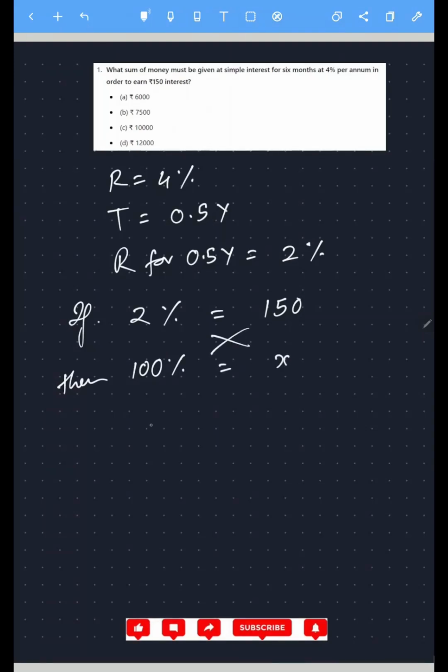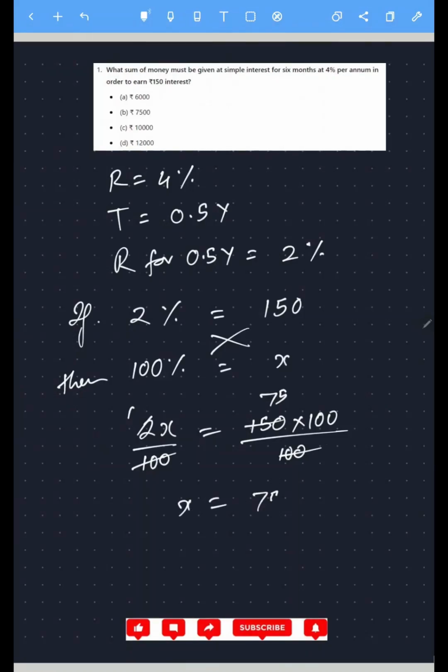So the cross multiplication will give you 2x is equal to 150 into 100, and since they are percentages, just put the 100 over here. Okay, 2 1s are 2, 2 75s are 150, so x, that is the principal, is equal to 7500 again.